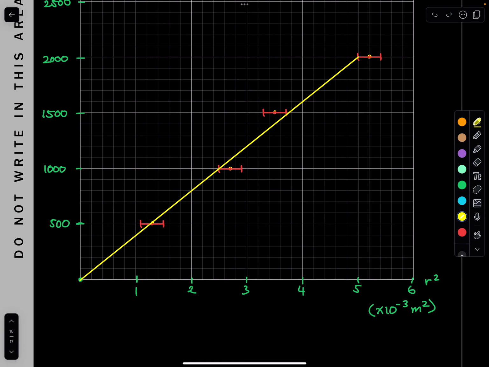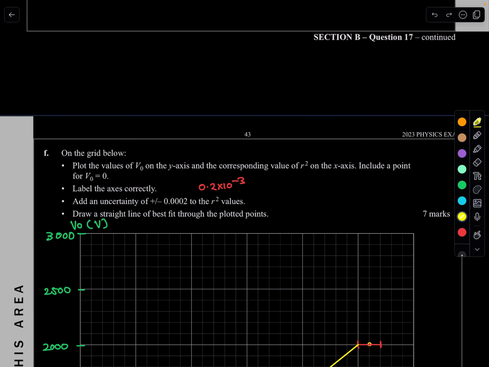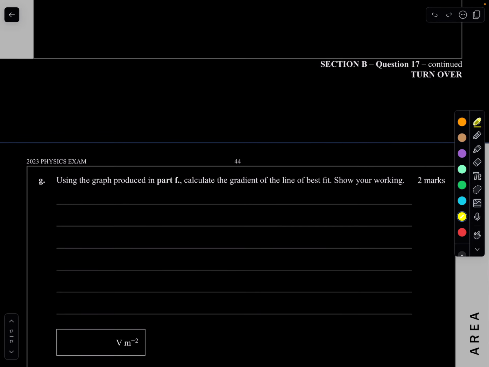That's the best line of fit. You can draw the straight line because it passes through nearly all those points. So basically, it does pass through all those points. Let's just check. Label the axis correctly. We've plotted those values, uncertainty bars, and drawn the straight line. Beautiful. Use the graph produced in part F. Calculate the gradient of the line of best fit. Show your working out. Easy.